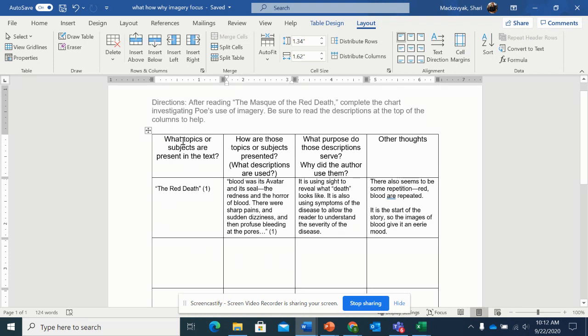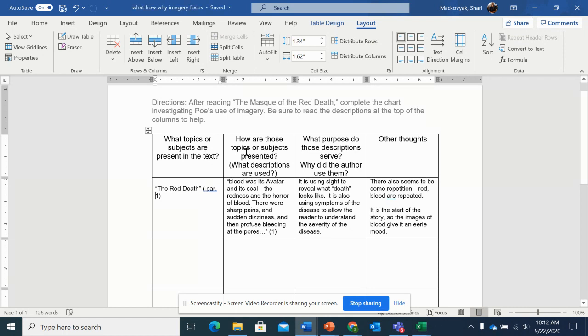So in this first column is the what. What topics or subjects are presented? So you want to sit back and read a section of text and then think about what was it just talking about. So I noticed in the first paragraph of the piece, actually change that so it says paragraph 1, it's talking about the Red Death itself.